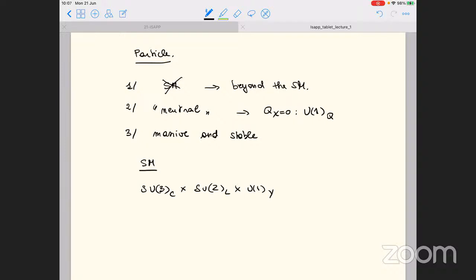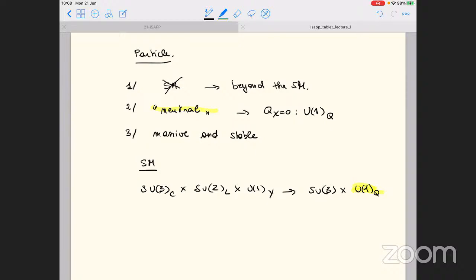It's the Glashow-Weinberg-Salam model. After spontaneous symmetry breaking, when the Higgs particle takes a VEV, you break this standard model gauge group to SU3 color times U1Q, for U1 electromagnetism. So when we say that dark matter should be neutral, we need dark matter to be neutral under U1 electromagnetism.